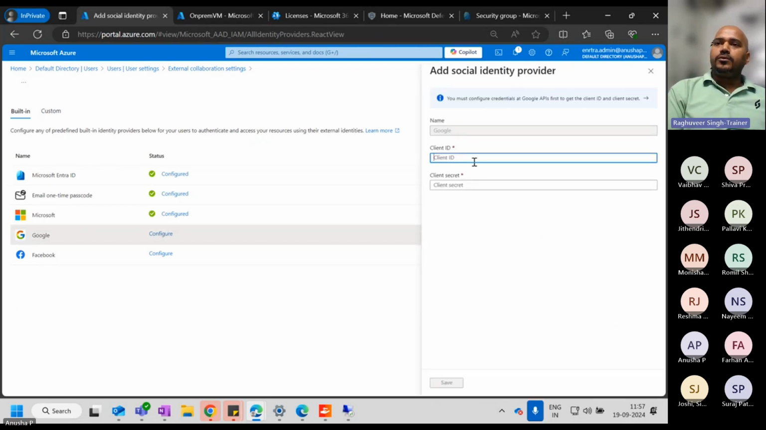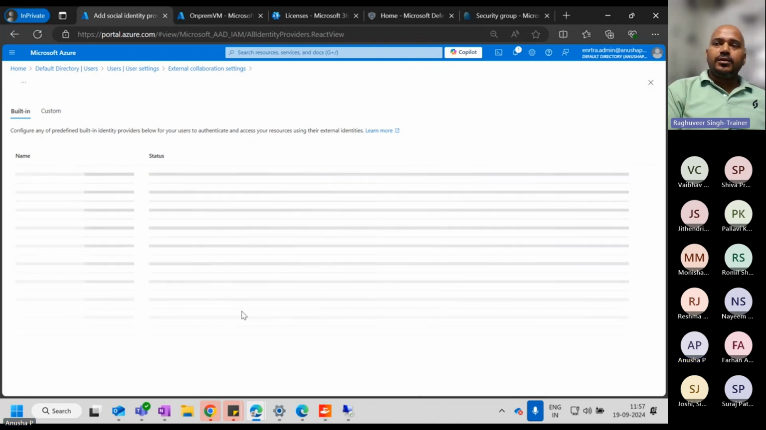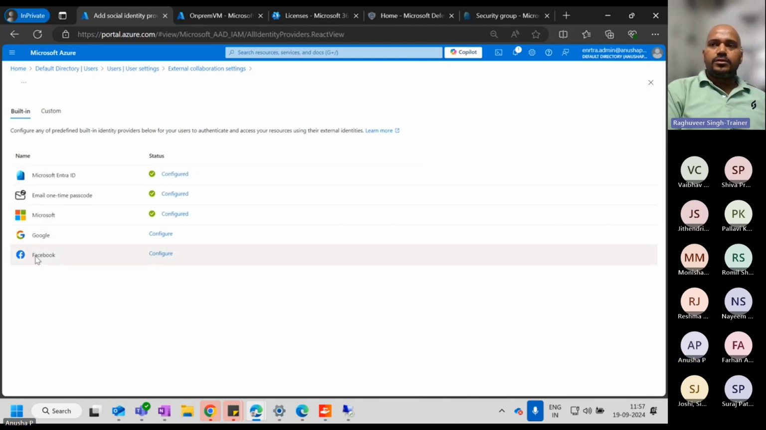So you will not be able to configure it. You will need that client ID and client secret. You don't have that for Google. So one-time passcode is configured, which means from your Gmail ID, you will be able to sign into this tab using one.